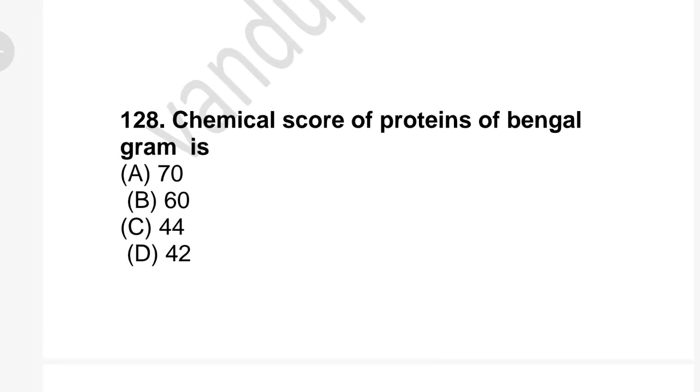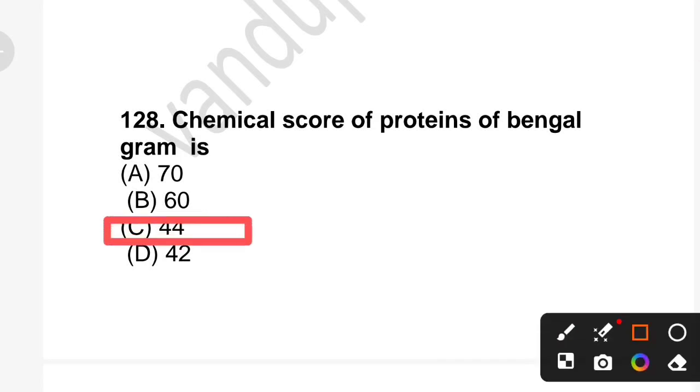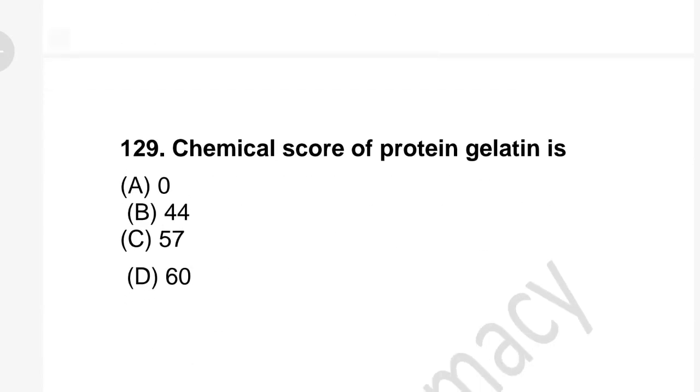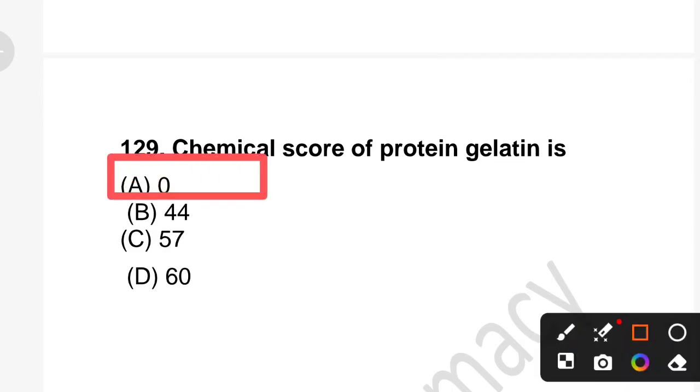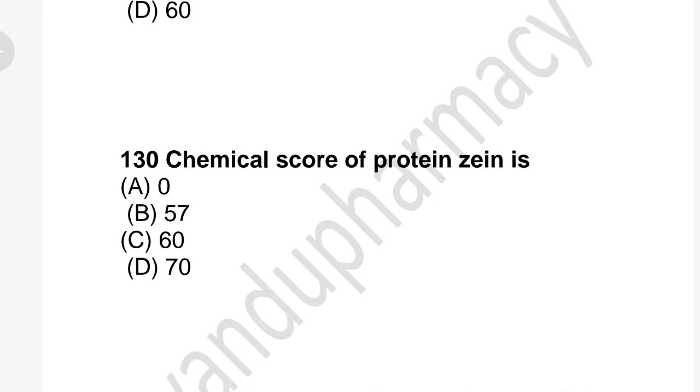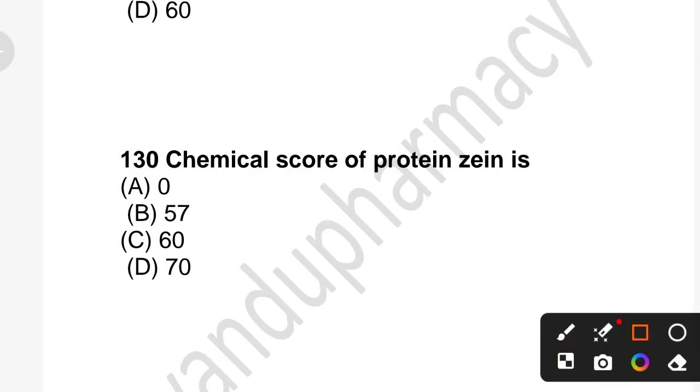Chemical score of protein is option A 70, option B 60, option C 44, option D 42. Right answer is option C. Chemical score of protein gelatin is option A 0, option B 44, option C 57, option D 60. Right answer is option A. Chemical score of protein gene is option A 0, option B 57, option C 60, option D 70. Right answer is option A 0.